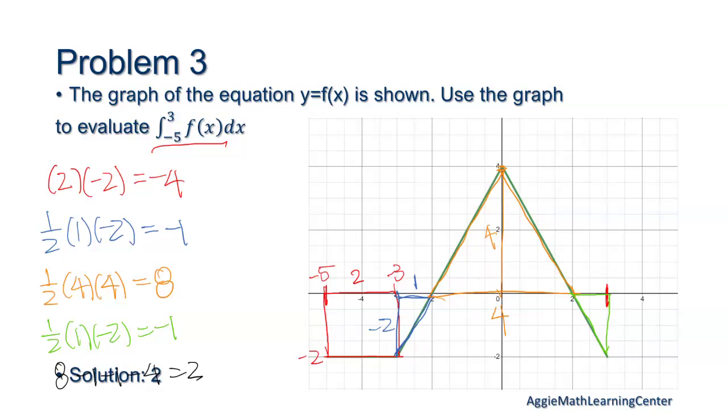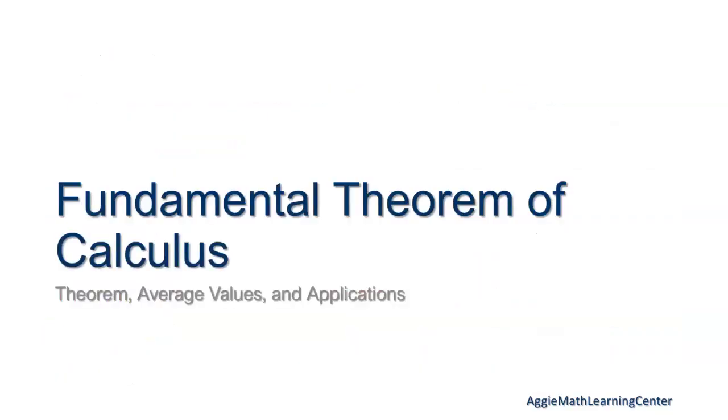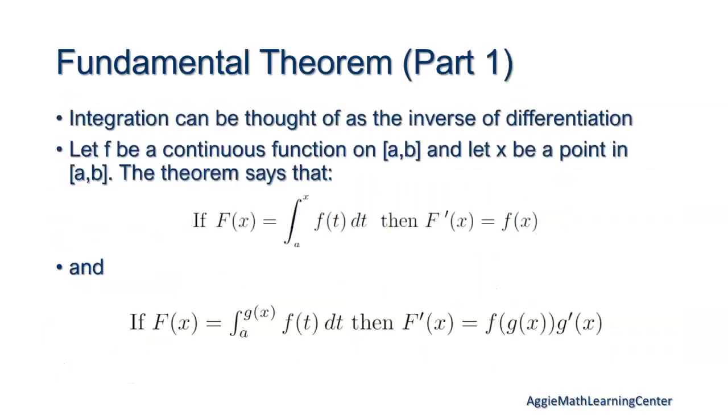Okay, now we're going to get into the fundamental theorem of calculus. With the first part, integration can be thought of as the inverse of differentiation. So we let f be a continuous function on the closed interval [a, b], and let x be a point in that interval. The theorem says that if F of x is equal to the integral from a to x of f of t dt, then capital F prime of x is equal to little f of x.